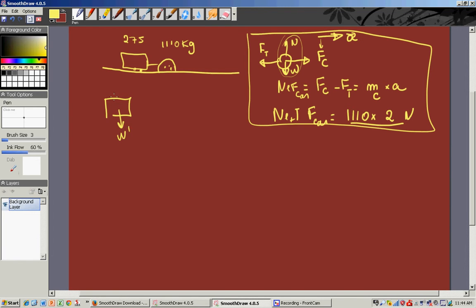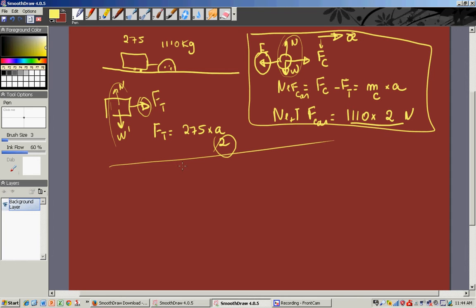Now, if you look at the trailer itself, it also has weight, it also has normal force, they cancel out, right? And it has an Ft. I'm calling it the same symbol, but they are different forces because the direction is different. See that? The direction is not the same. So that's it. So for the trailer, Ft is equal to mass of the trailer times acceleration, which is 2. And then we can solve that. Okay.